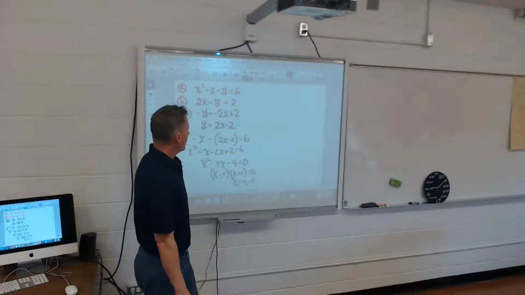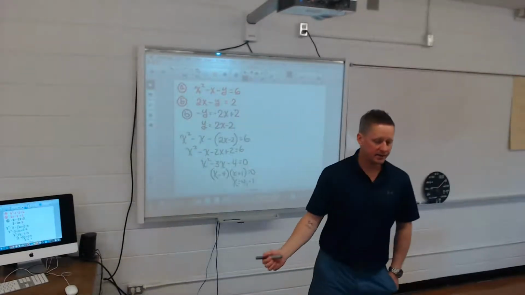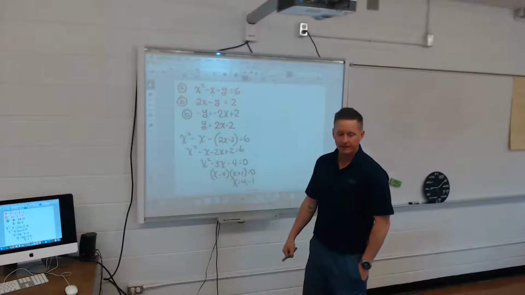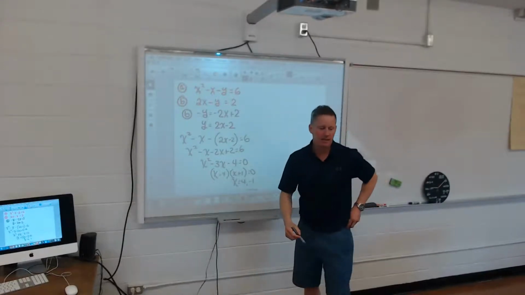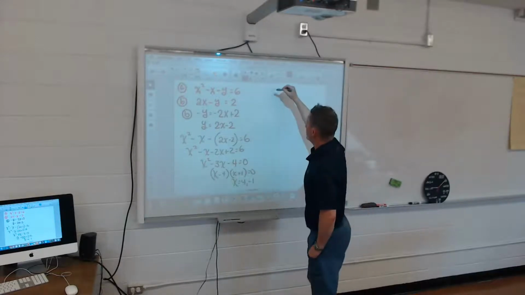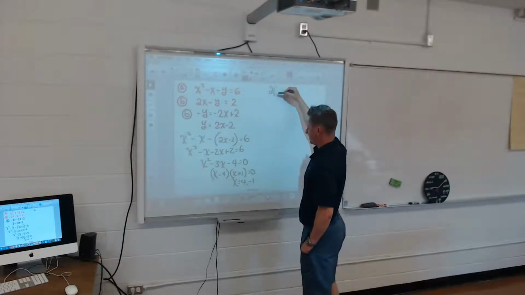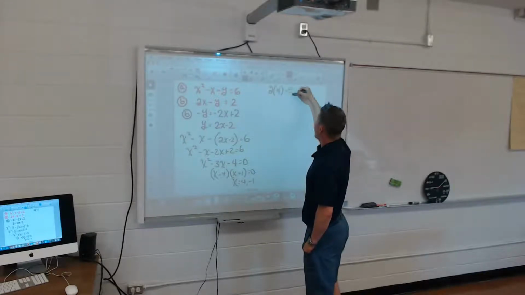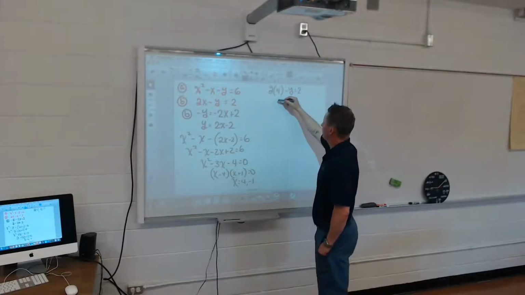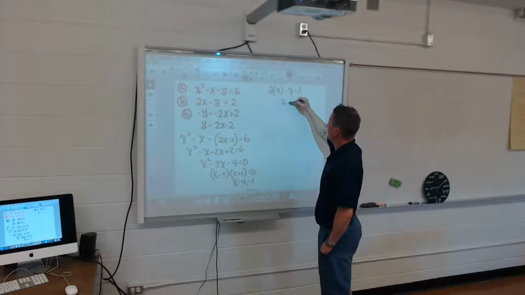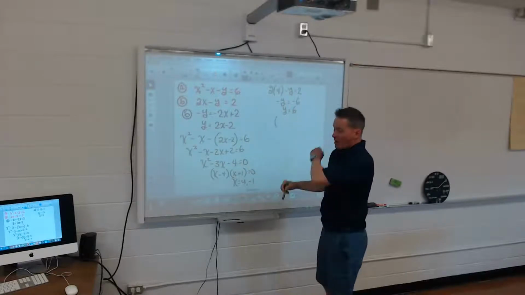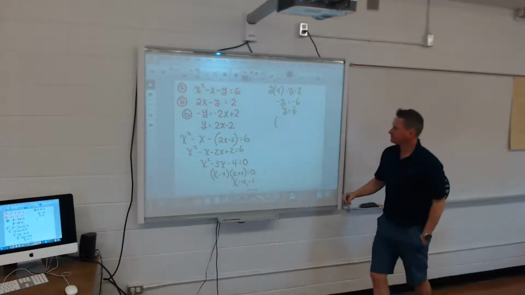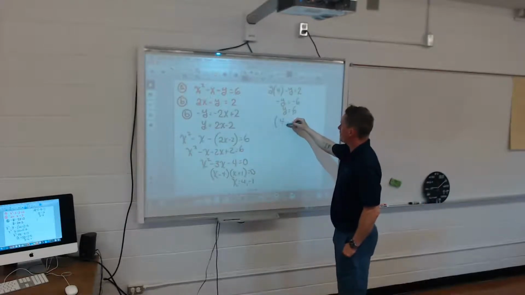Okay? So now that I have my x value, I need to solve and find out what the y value is of the coordinate, where they're going to intersect again. And again, I'm going to use the easiest one. So I'm going to use the linear one. So I go 2 times 4, subtract y equals 2. That gives me 8. Subtract 8 to this side, that's negative 6. Y is equal to 6. So, excuse me, that coordinate is 4 and 6.